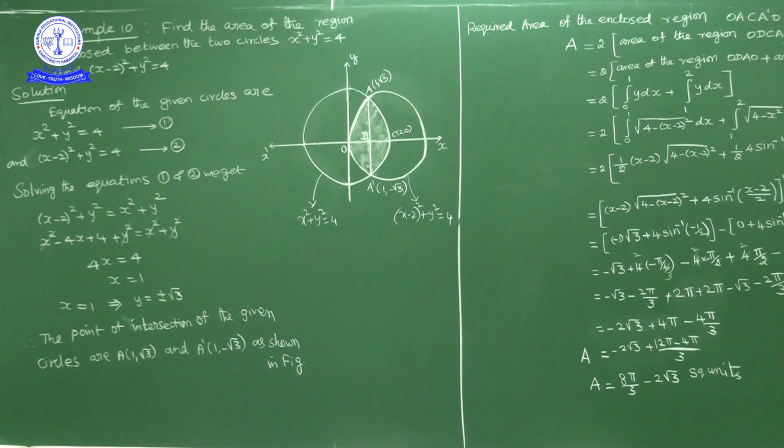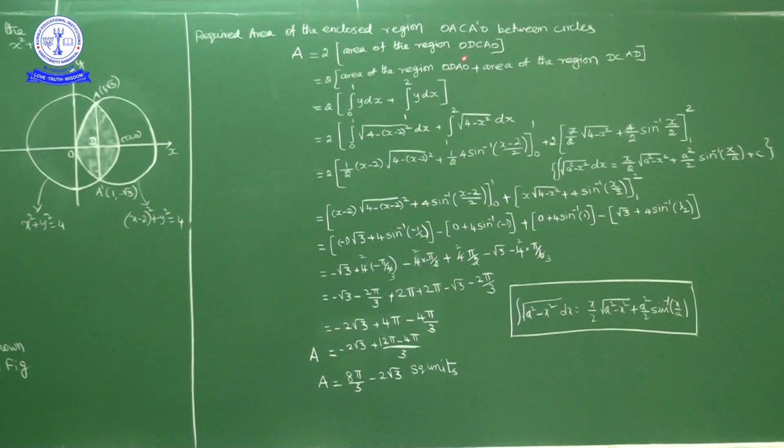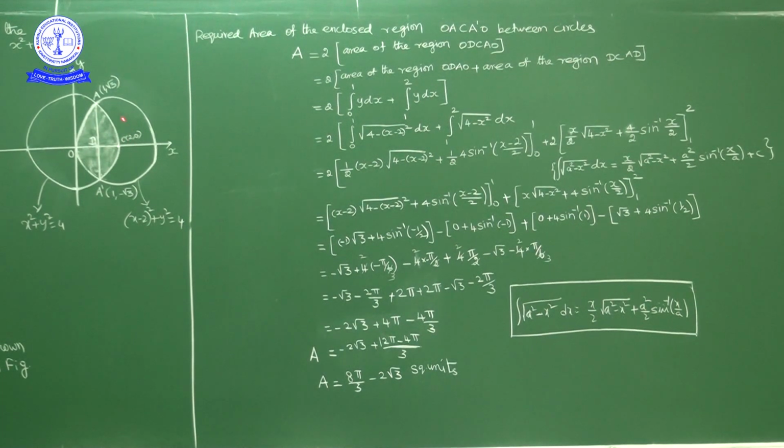So integral 0 to 1 means this area, the area under this circle, (x minus 2) whole square plus y square is equal to 4. So y square is equal to 4 minus (x minus 2) whole square, so y is nothing but the square root of 4 minus (x minus 2) whole square. So 2 times integral 0 to 1 square root of 4 minus (x minus 2) whole square dx. Here area is equal to 2 times the area of the region ODCAO, nothing but area above x-axis.